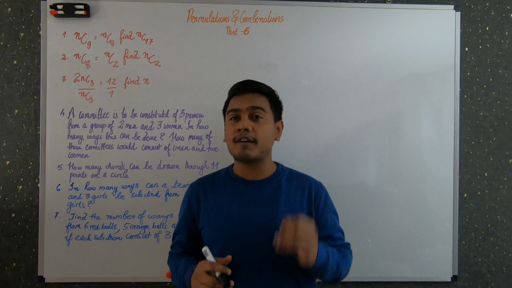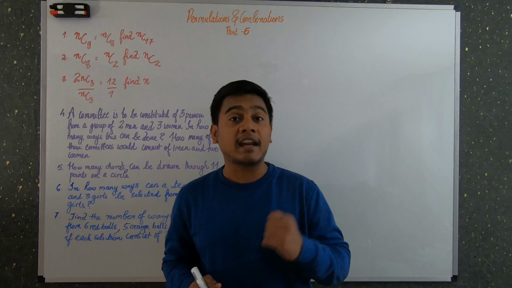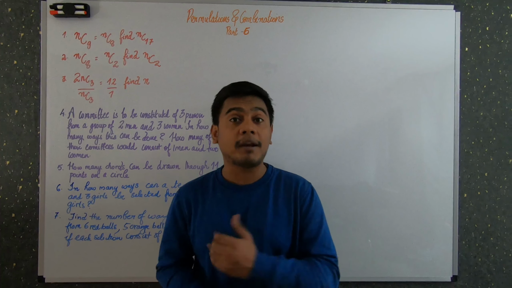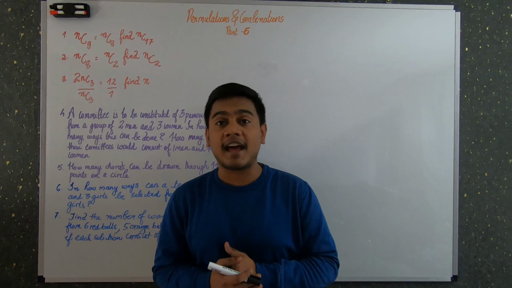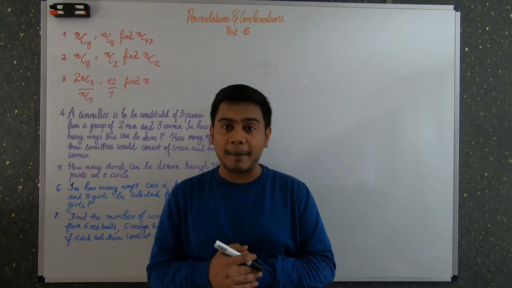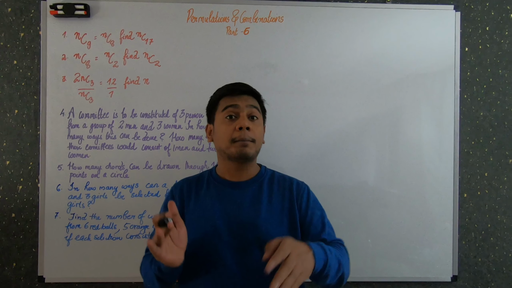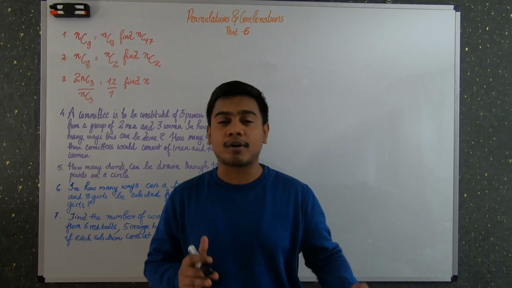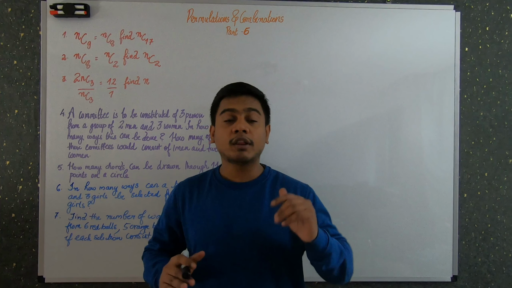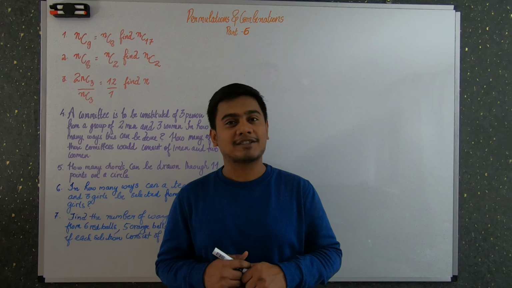Okay, and what was the formula for combination? Combination nCr, where n is the number of objects and r is the selection, the number of objects you choose. So nCr is given by n factorial by r factorial into n minus r factorial. What is the main difference between permutation and combination? In permutation, the order is important, and in combination, there is no importance for order. So with all that you have learned in my previous section, let's do the problems based on it.